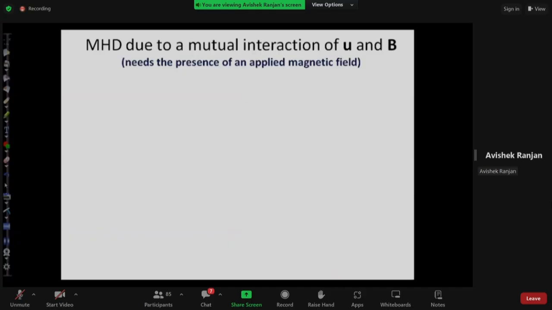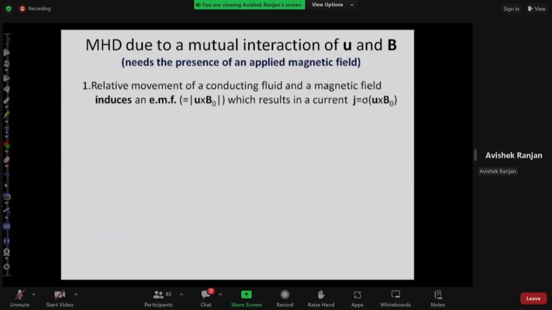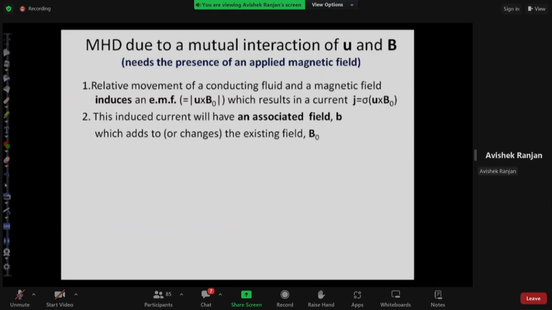Now I mentioned MHD arising because of a mutual interaction of velocity field and magnetic field. What do I mean by that? This particular type of MHD needs the presence of an applied magnetic field. Suppose you think about a moving fluid. If there is a moving fluid in the presence of a magnetic field, and if they are not parallel, that means there will be an EMF induced, and that results in a current which is sigma times U cross B naught. This induced current is a new current arising because of a conducting fluid moving under the presence of a magnetic field which is not parallel.